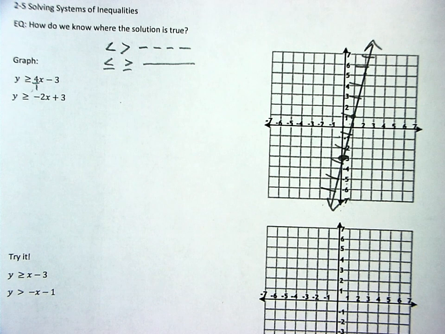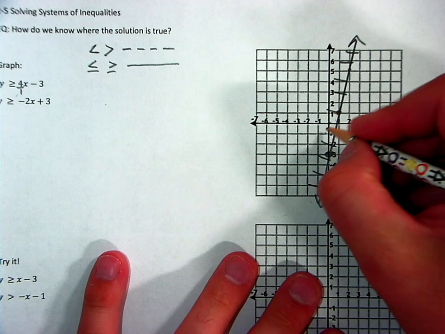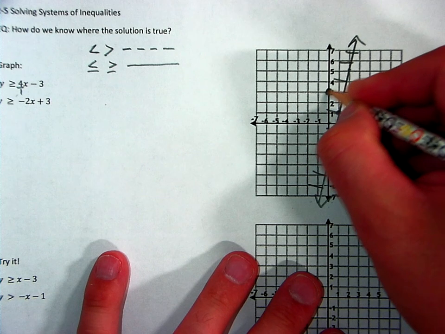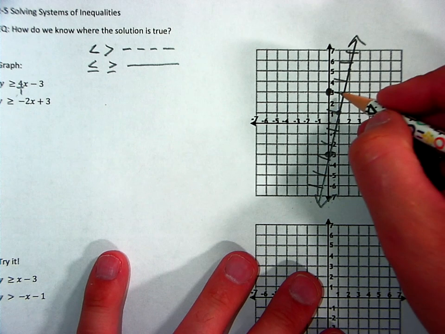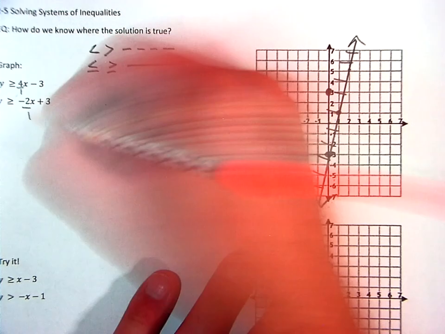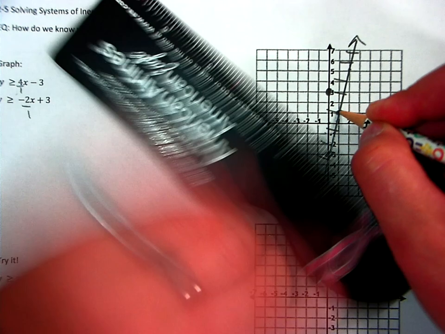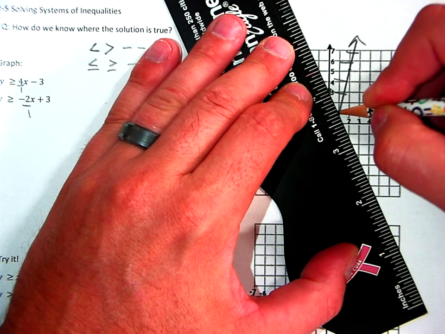All right, very good. Let's look at our second line. We're going to go from the origin up 3, 1, 2, 3, and put a point there. My slope is -2. If you want, you can make it -2 over 1. This is going to be a solid line as well.